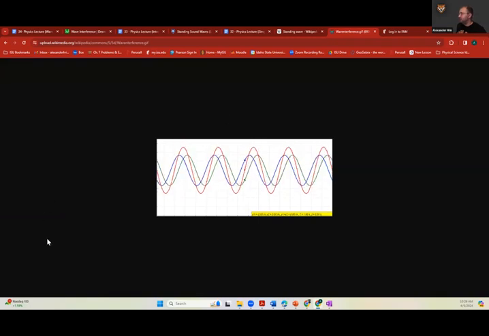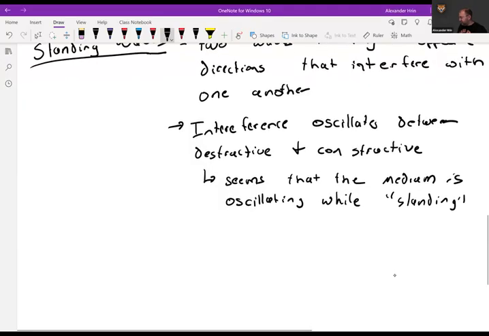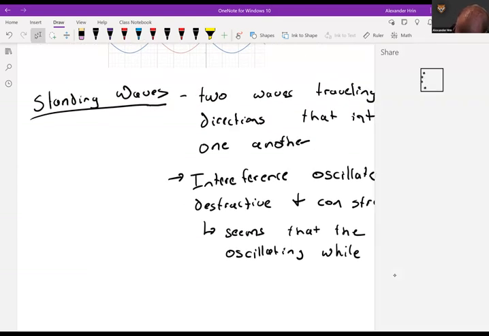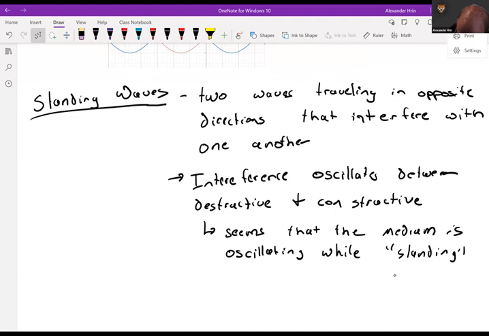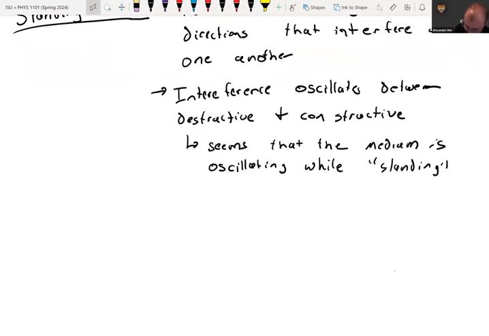Now, I want to stop this and go back to the notes, because we'll need a couple of terms to discuss standing waves before getting too much further. But the idea is that basically, when you have a standing wave, the ends will generally be fixed. So these are fixed.